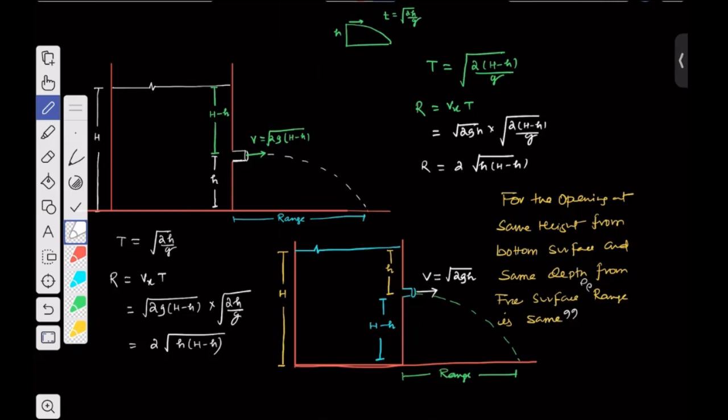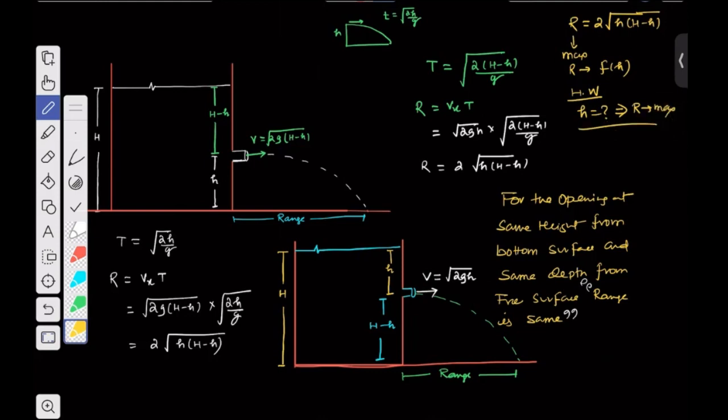Now next I'll give you a small homework. Since you know how the range is going to be depending on the small h, the range is going to be twice root of small h into capital H minus small h. So to find the maximum range, what I can say here is the range is going to be a function of small h. So you apply maxima minima and you find out for what value of the h the range is going to be maximum. I hope all of you understood the question. You can apply maxima minima or whatever.